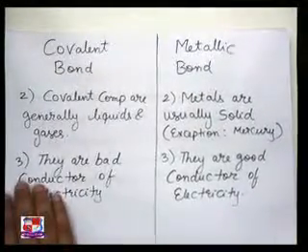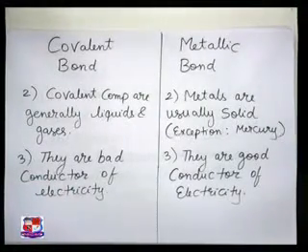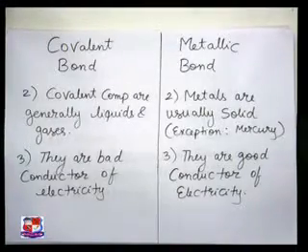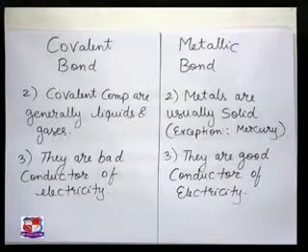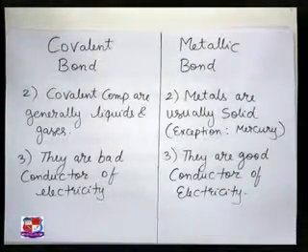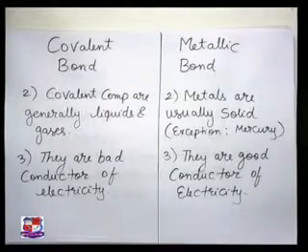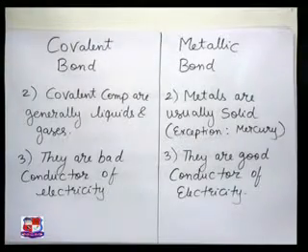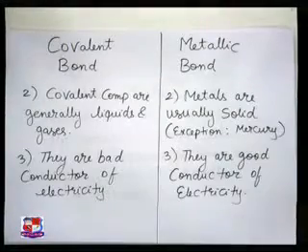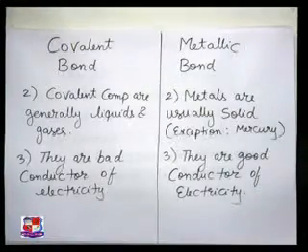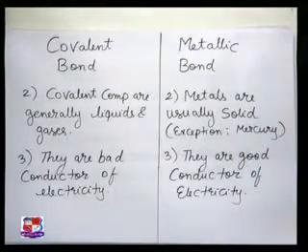You can see here that covalent compounds are generally liquids and gases, but in the case of metallic bond, metals are usually solids, with one exception, mercury, which is found in the liquid state at room temperature itself. Now the third point: covalent compounds are bad conductors of electricity, they are not able to conduct electricity, but as you know, metallic compounds are good conductors of electricity.